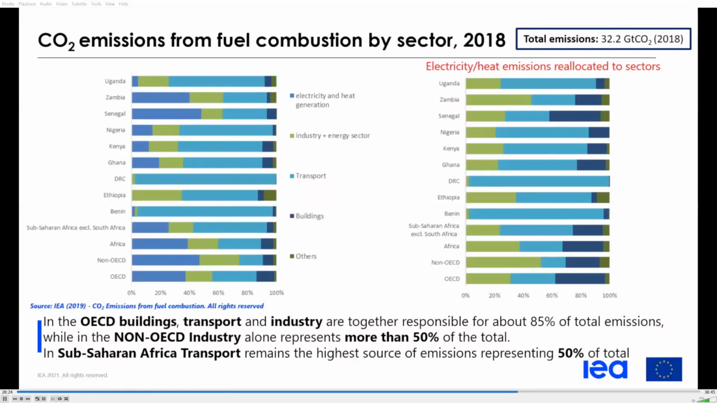As you can see, in the OECD countries, buildings, transport, and industry are together responsible for about 85% of total emissions, while among the non-OECD, industry alone represents more than 50% of the total share. In sub-Saharan Africa, however, transport remains the highest source of emissions, representing 50% of the total.